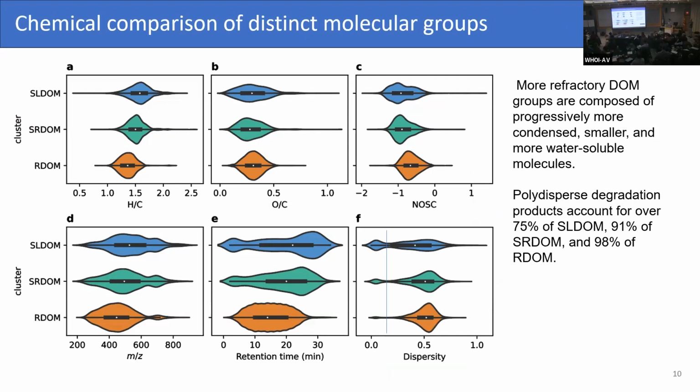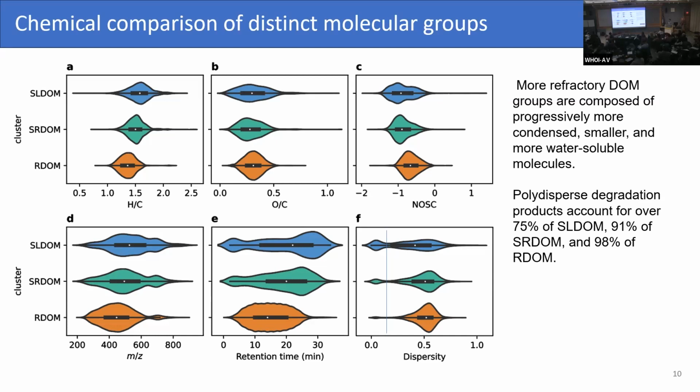These plots are showing the distribution of molecular properties across these distinct groups. So the refractory dissolved organic matter has higher hydrogen to carbon ratios than the semi-refractory or semi-labile components. They're smaller, and they also have earlier retention times, which means they're more water soluble. So more refractory DOM groups are basically these more water soluble molecules.